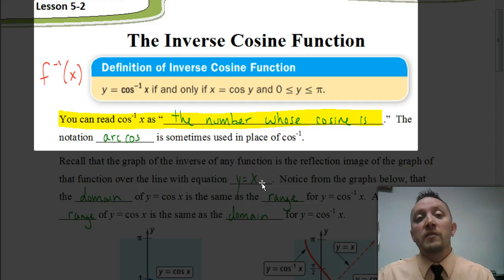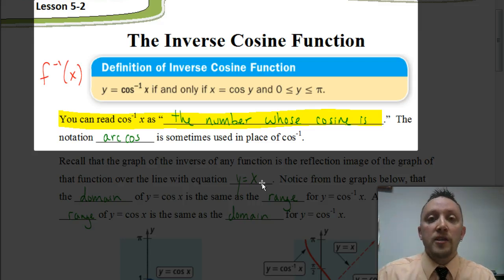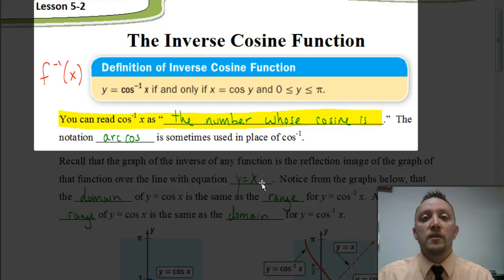Well, when we talk about the inverse of the cosine function, we're going to write it out in a similar manner. We're going to use the cosine and then a -1 exponent to represent the inverse of the cosine function. Now, what is the inverse of the cosine function? Well, the way that you can think of it is that the inverse of the cosine function is the number whose cosine is whatever x might be. So that's what you ask yourself in your head: what number has the cosine of whatever x is? And in a little bit, we'll look at an example where that'll make more sense.